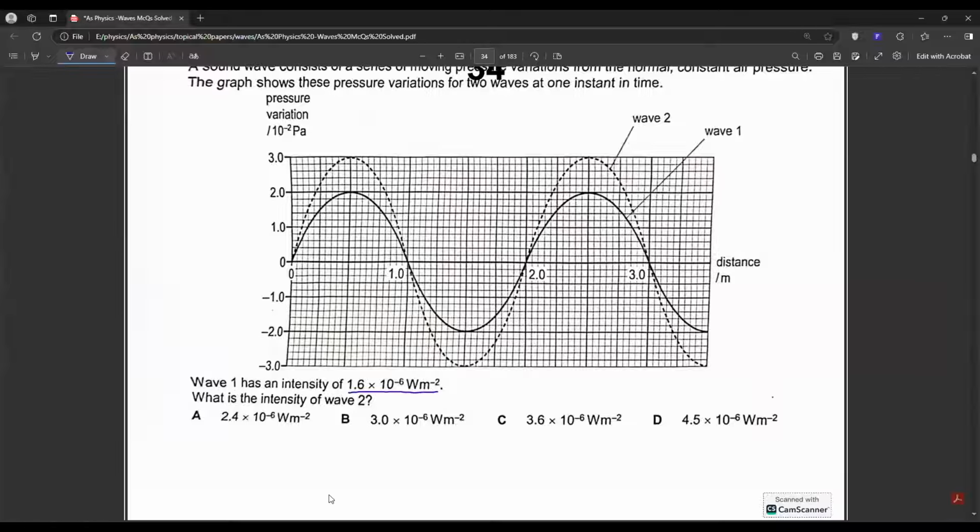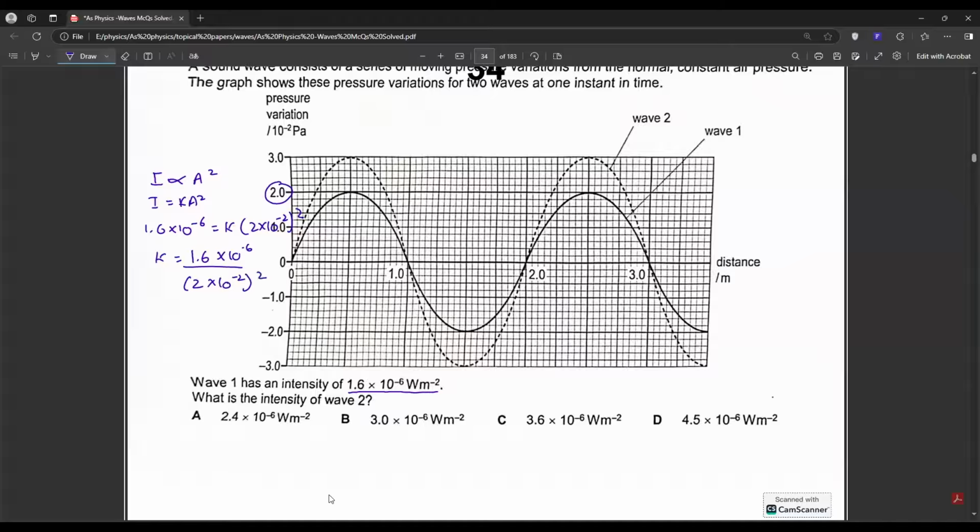Perfect. So, do you remember this formula? Intensity is directly proportional to amplitude squared. Intensity is equal to K a squared. Here the amplitude for wave 1 is what? 2. Intensity is 1.6 times 10 raised to the power of minus 6, equal to K times the amplitude 2 times 10 raised to the power of minus 2, whole squared. What does K come out to be? 1.6 times 10 raised to the power of minus 6 divided by 2 times 10 raised to the power of minus 2, whole squared.